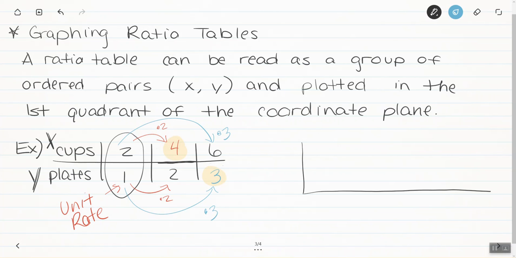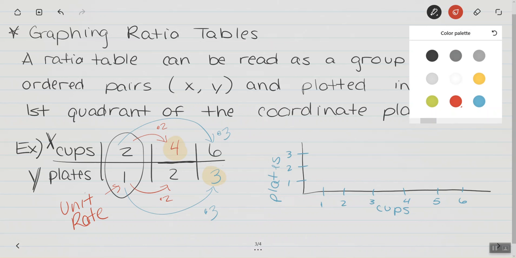Now I can focus in on my little coordinate plane that I drew over here. So x is the horizontal, so that's going to be your cups. And then y is the vertical, so that's going to be your plates. And I'm going to number that, so cups goes up to 6. So I'm going to number 1, 2, 3, 4, 5, 6. And then plates goes up to 3. 1, 2, 3. And you can plot your points.